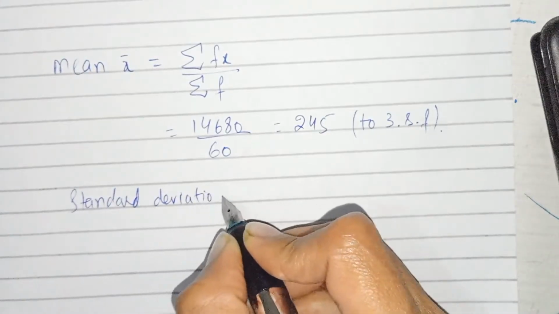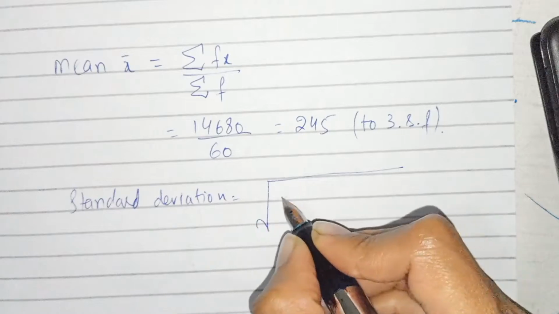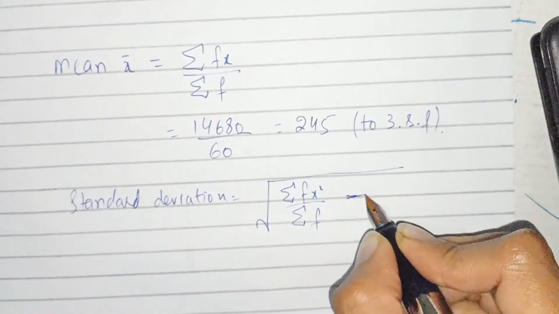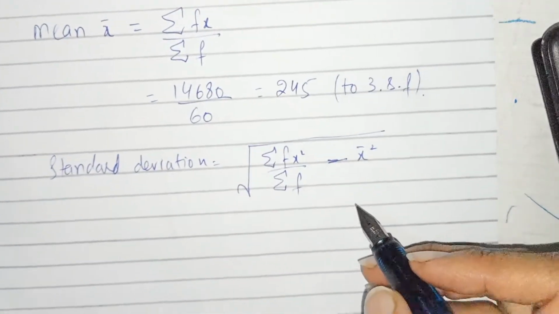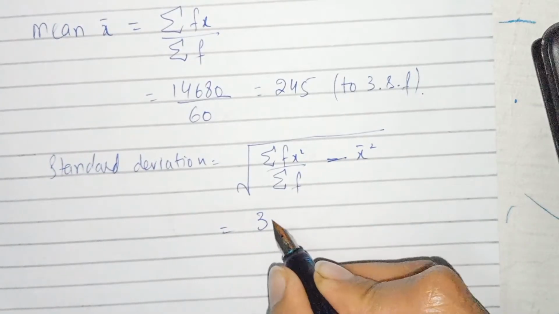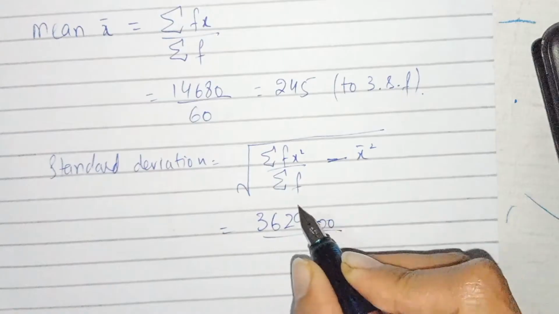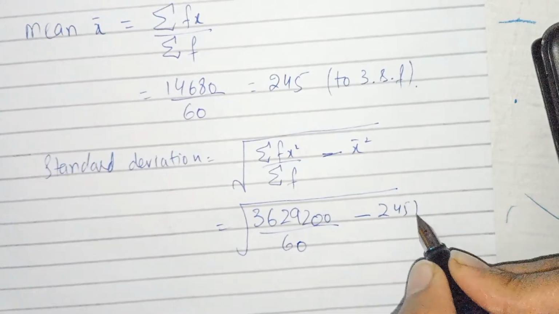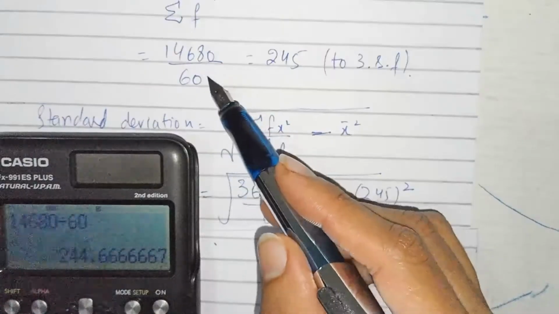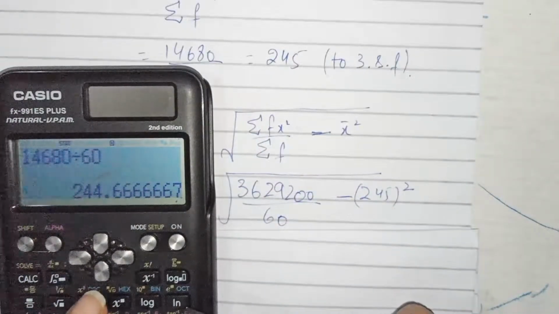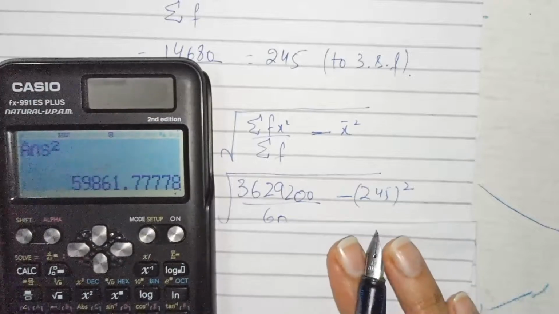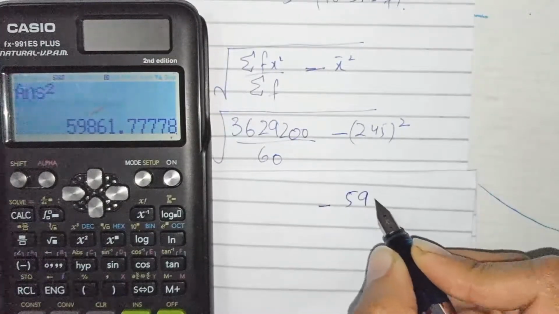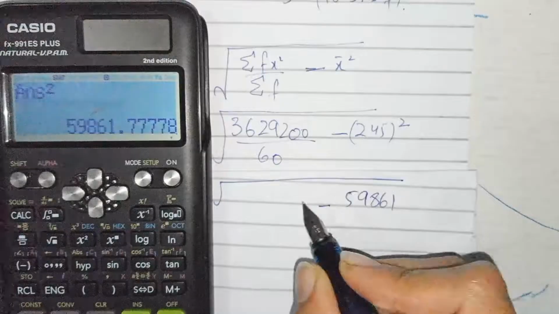Now find the value of standard deviation. The standard deviation is the square root of sigma fx square over sigma f, minus the mean squared. Sigma fx square is 3629,200, and this is 60, and minus 245 squared. Now by dividing it we get the value, and we have to take the square root of it. We have to write it there, 59861.